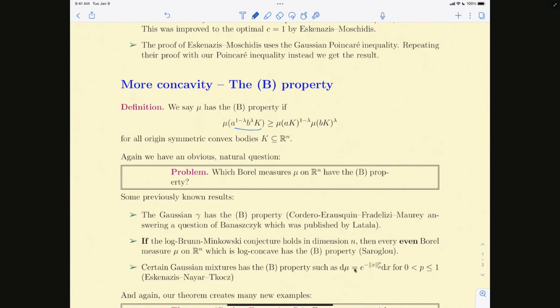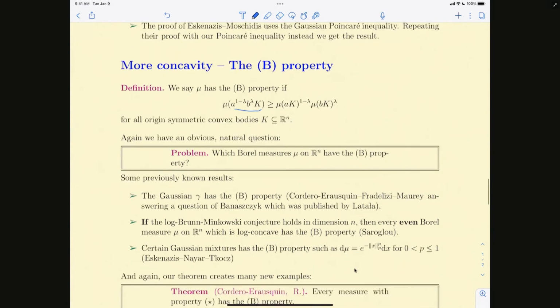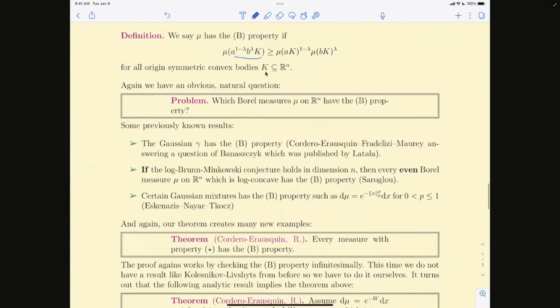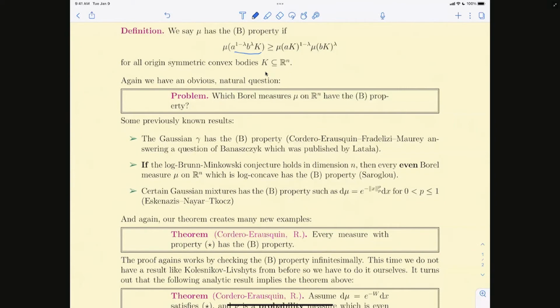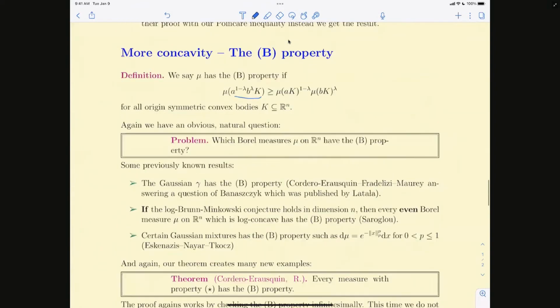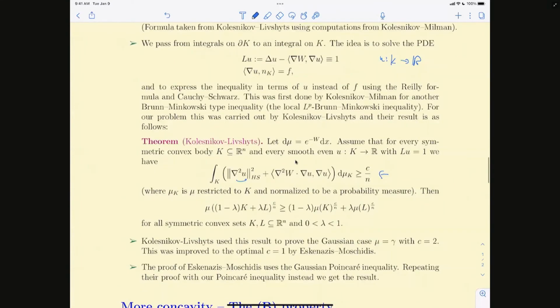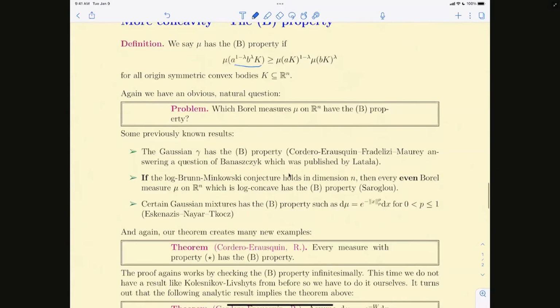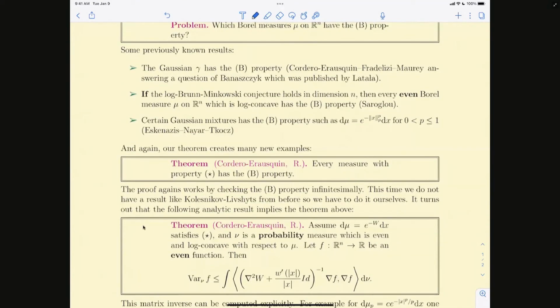So again, you can probably guess our result. Every measure with this property star, those rotation invariant measures we talked about, has the B property. It satisfies this inequality. And again, you have to check the proof infinitesimally. Unlike the previous case, the case of the dimensional Brunn-Minkowski, here we don't have Kolesnikov and Livshyts to do the work for us. So we have to invent the infinitesimal form ourselves. So we invent it, and here it is.